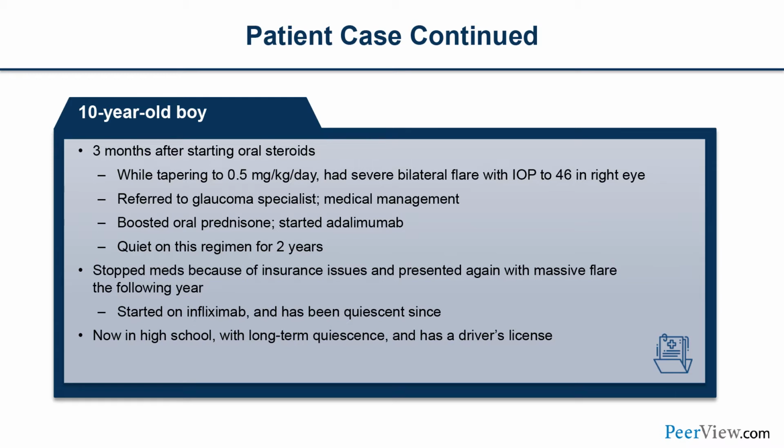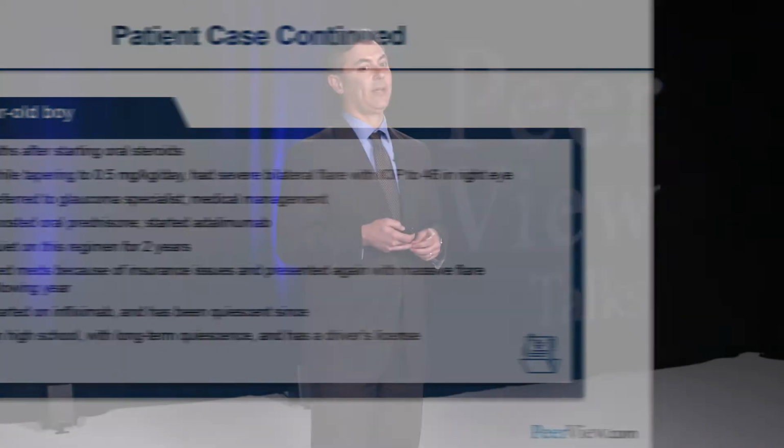for 2 years. Then he subsequently stopped medicines due to insurance issues and was lost to follow-up. Came back the following year with a very severe in extremis sort of flare. We started him on infliximab at that time, and he's been quiet ever since. And now he is in high school, and he's been quiet for a long time and actually has a driver's license and drives around town and is doing just great.